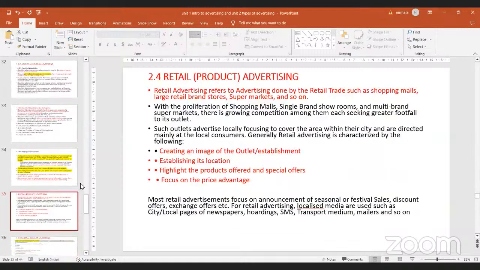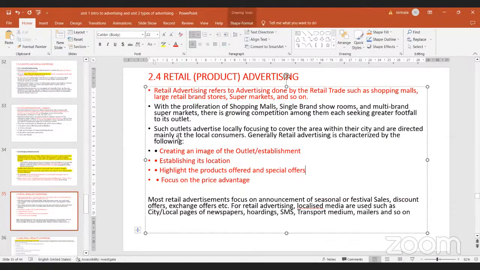When it comes to retail advertising, based on the product advertising, retail advertising just refers to the advertising that is done by a retail trade such as shopping malls, large retail brands, stores, supermarkets, etc. They also go for advertising to create a kind of image about the outlet among the consumers, and to establish their exact location and what kind of products are going to be available in the market, or to highlight the special offers which are going to be offered by those supermarkets, shopping malls, or retail traders, etc.